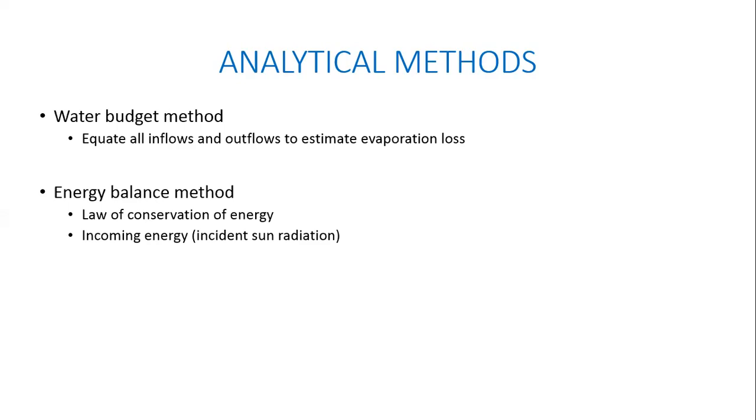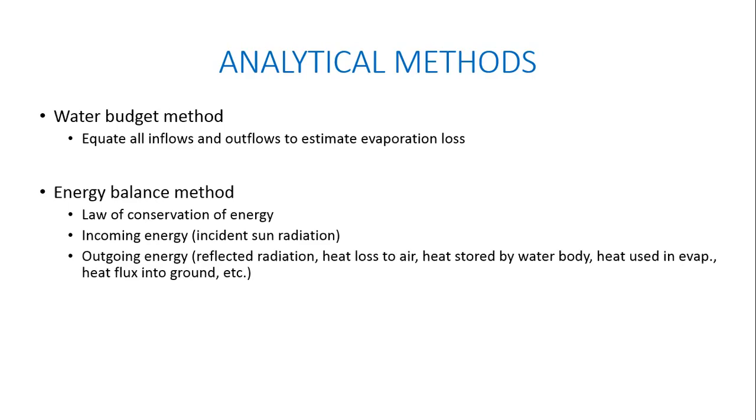Now, this incoming energy has to be equal to all the sinks of energy, all the processes that take energy away from the lake. It could be light that gets reflected from the lake. Reflected radiation is outgoing energy in a sense. You may have heat lost to the air. You may have heat stored by the water body. You may have heat used up in the evaporation, or you may have heat being transferred from the lake to the ground, and so on. If you're able to come up with an equation that defines all these different terms, then you're able to back calculate what the evaporation must have been.